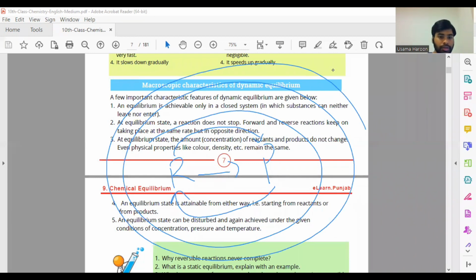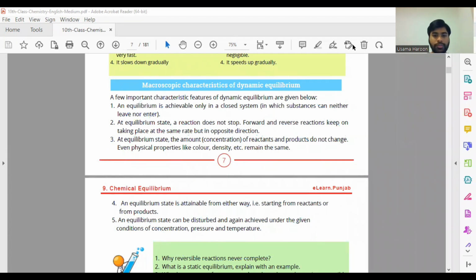Moving on towards the third point: at the equilibrium state, the amount of the reactants and products does not change. Even physical properties like color and density remain constant. This is a very important point. At the equilibrium state, the concentration of reactants and products does not change. Let's say this is the reactant and this is the product, and the equilibrium has been attained when 40% of the reactants remain and 60% have been converted into the products. So this is the equilibrium stage.